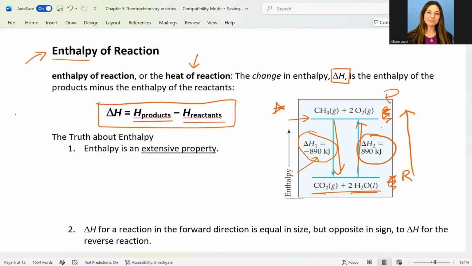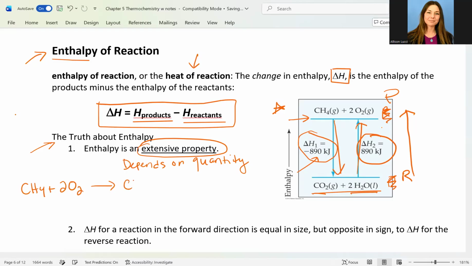So some other things to talk about regarding enthalpy is that enthalpy is an extensive property. So if you recall, that depends on how much you have. So it depends on quantity, we can say, in short. So it depends on how much I have. So if I have 1 mole of methane, as we see over here, that combusts with 2 moles of oxygen gas, and then we get 1 mole of CO2 and 2 moles of H2O.